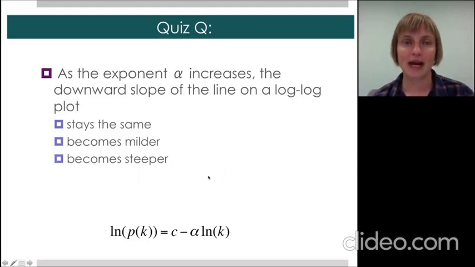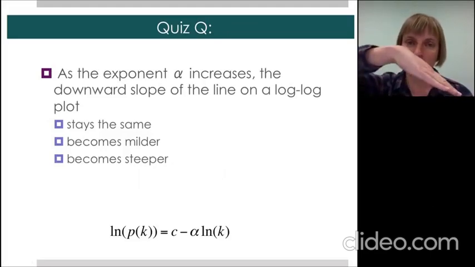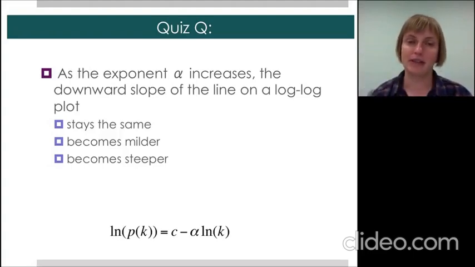Now let's see if you can answer this. As the exponent alpha increases, the downward slope of the line on a log-log plot, does it stay the same? Does it become milder? Or does it become steeper as alpha increases?